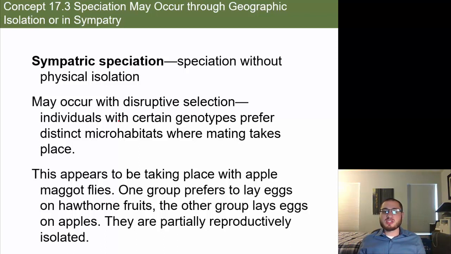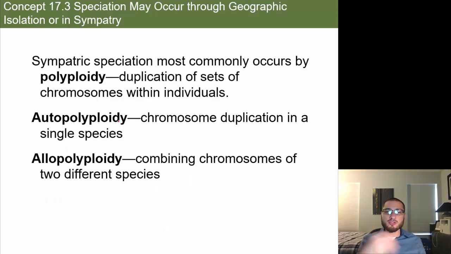This appears to be taking place with apple maggot flies, which are actually local as well. One group prefers to lay eggs on the hawthorn fruits, and the other lays eggs on apples, and that has created a kind of reproductive isolation where they're not going to reproduce with each other. A male hawthorn fly is not going to mate with a female apple fly, because they're not going to come in contact when they're trying to reproduce, because one's going to be on hawthorn fruits and one's going to be on apple fruits.